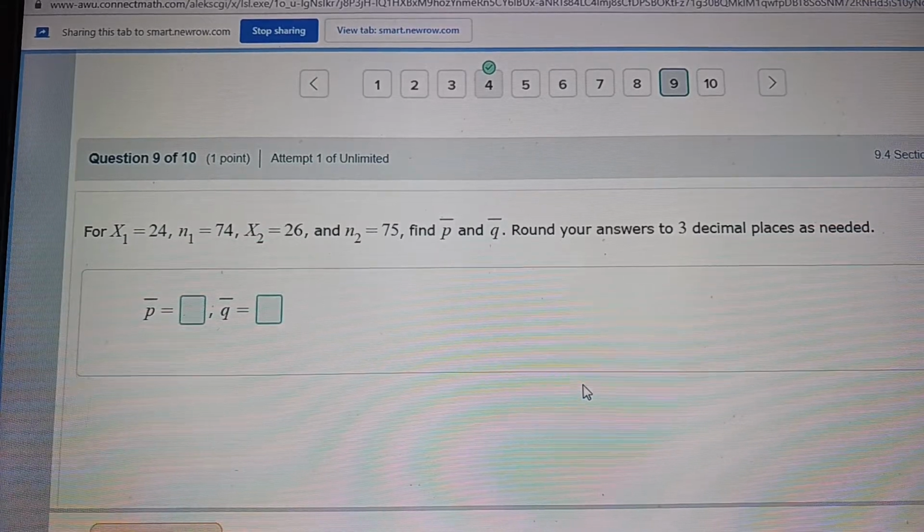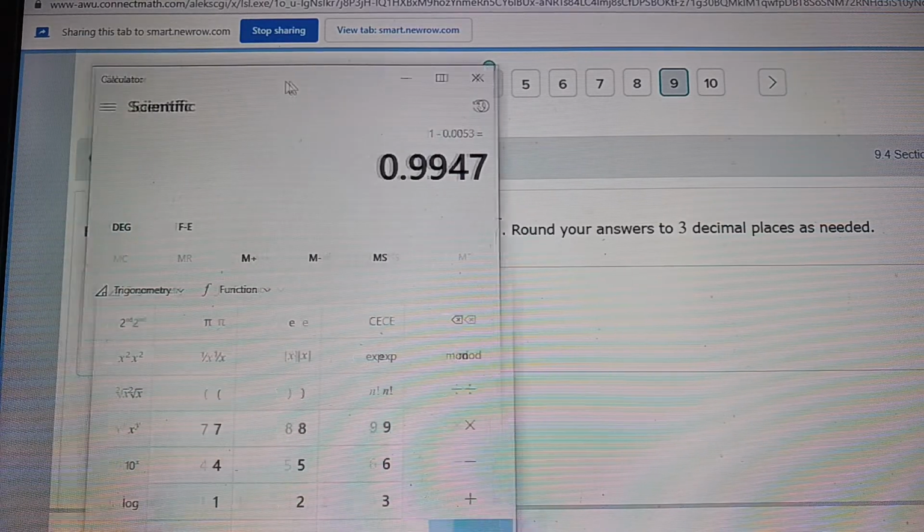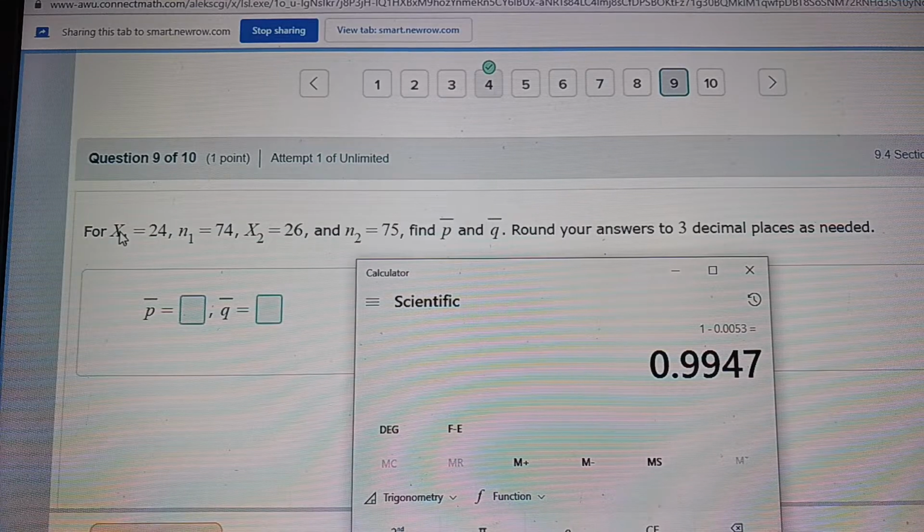Okay, and then this real quick, this isn't really on the test at all, but just so you can get credit for your homework. This is that one about the P bar and the Q bar, where you're kind of pooling these together. So we asked 74 people in the first population a yes/no question. 24 said yes. We asked 75 people in a second sample, and 26 said yes. P bar is literally adding the x's and adding the n's and dividing them. So the x's are 24 plus 26, which is 50. The n's are 74 plus 75, which is 149. So it's literally 50 divided by 149.